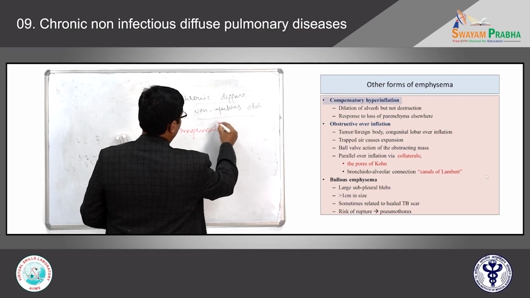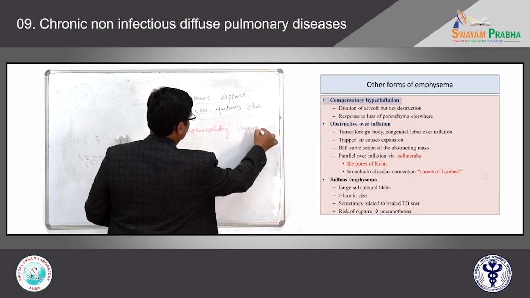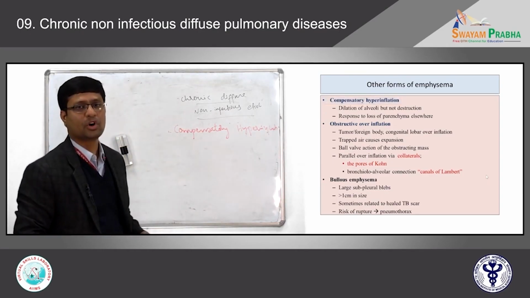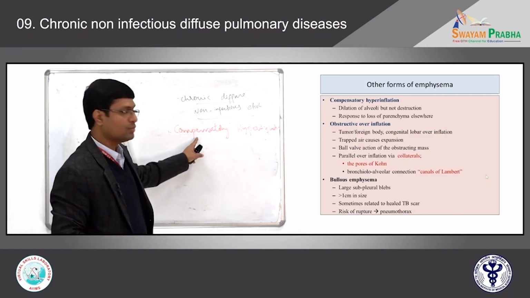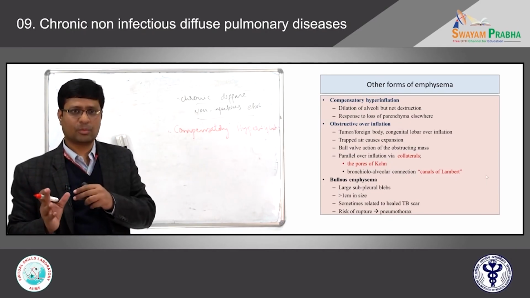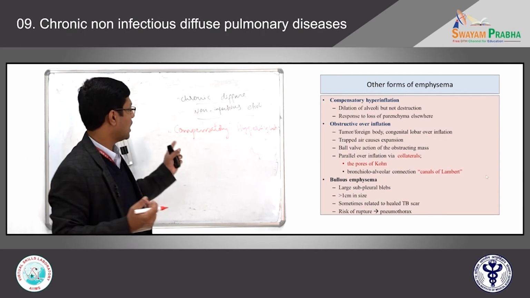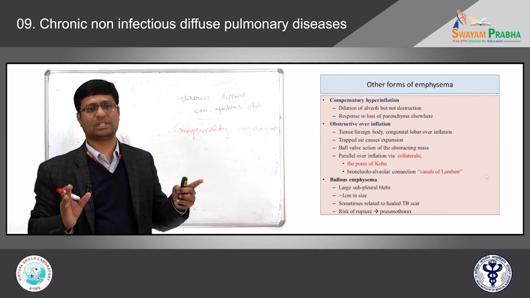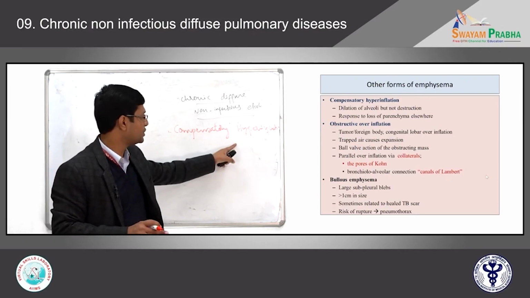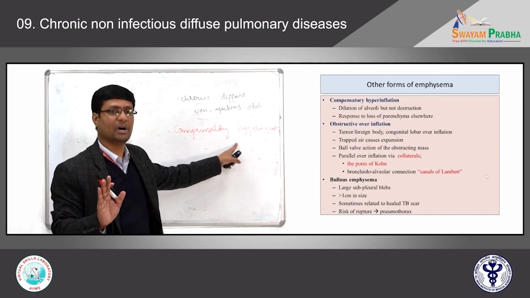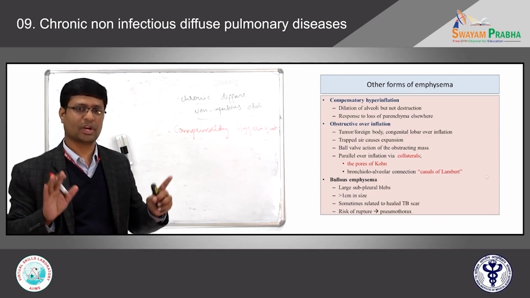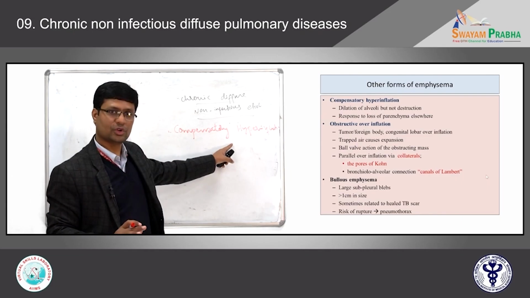Compensatory hyperinflation. What do you mean by this word, compensatory hyperinflation? If you remember my atelectasis class, whenever there is atelectasis, or whenever you remove a part of the lung or the whole lung on one side, the opposite lung automatically will expand. So it is just a hyperinflation. If you treat the cause, it will be reversible. Okay, hyperinflation does not amount to emphysema. Hyperinflation is just an increase in air volume of the lung. If you take out the air, it will become normal. This is an important thing that you should remember.